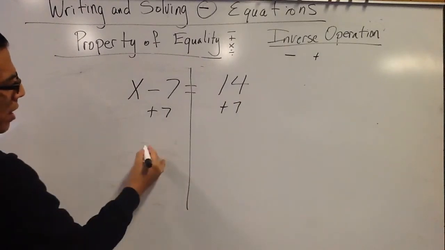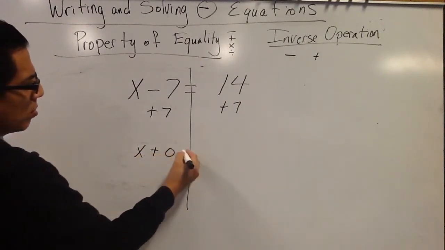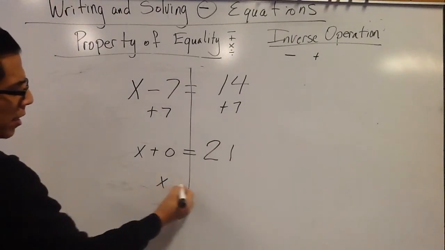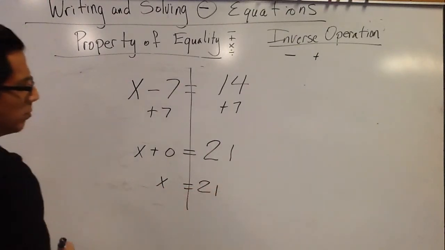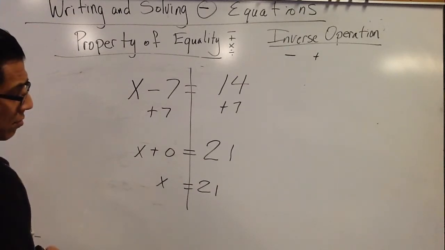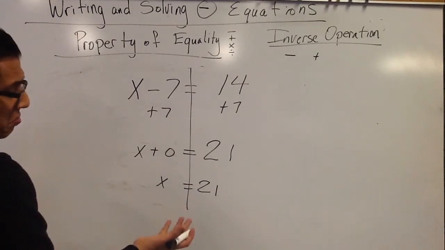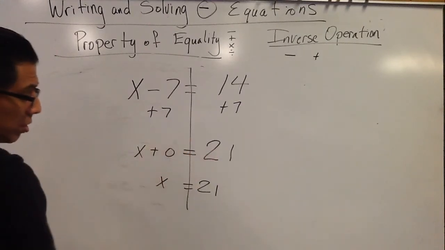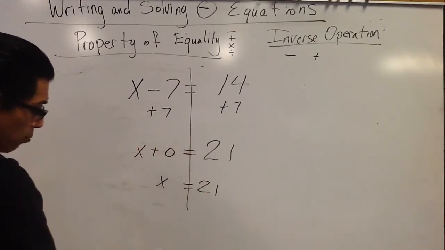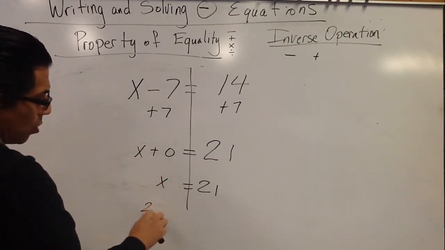And now what do I have? I have x plus 0 equals 21, or x equals 21. And so we have to ask ourselves this: is this right? Well, you check it. I know x is 21, and here I have x. So you need to put in 21 for x.